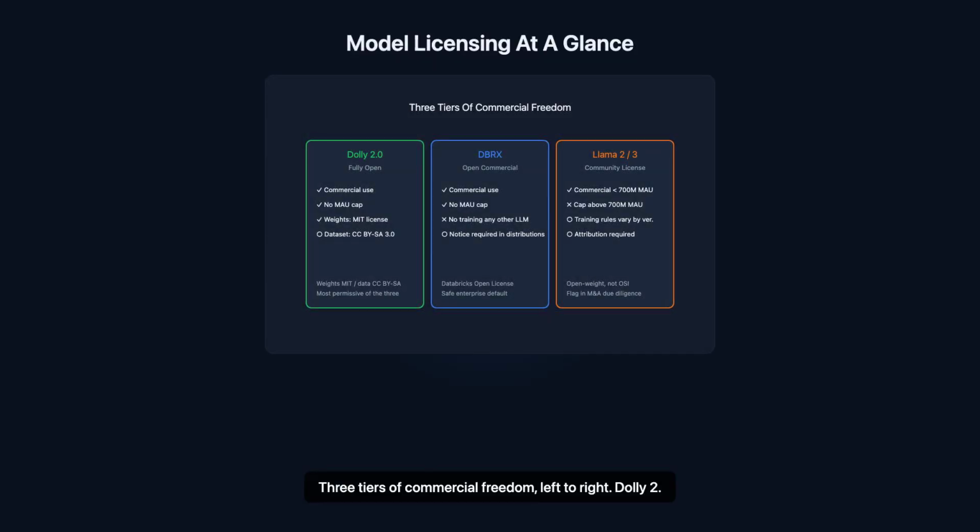3 tiers of commercial freedom, left to right. Dolly 2.0 is the most permissive, commercial use, no monthly active user cap, weights under the MIT license. DBRX sits in the middle under the Databricks open model license, commercial use, no cap, but with one significant restriction we'll come back to. Llama 2 and Llama 3 ship under Meta's community license, commercial use under a cap, with attribution rules that differ by version. Llama gets its own scene next, because the caveats are where deals get won or lost.